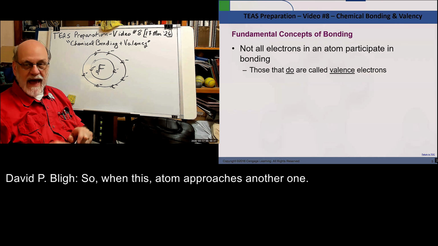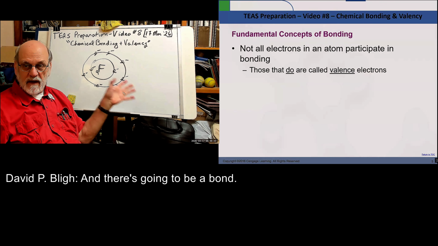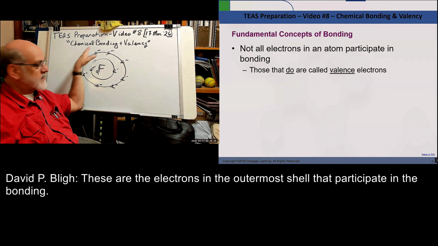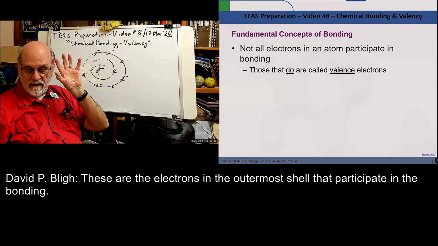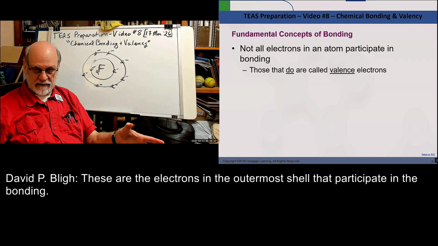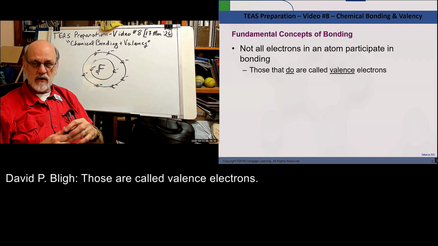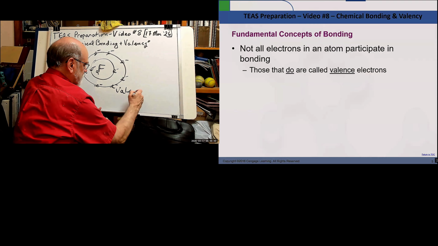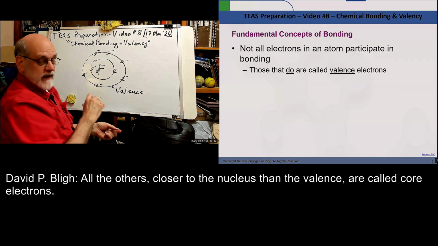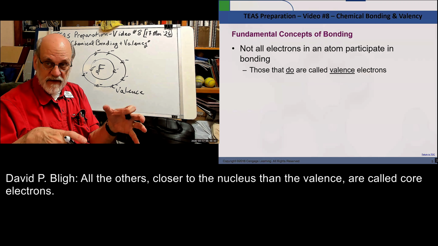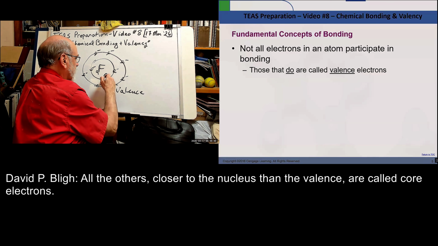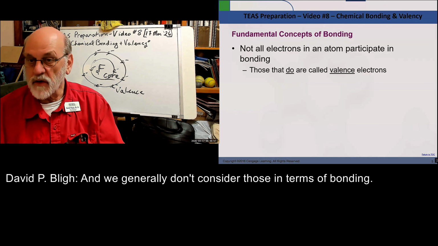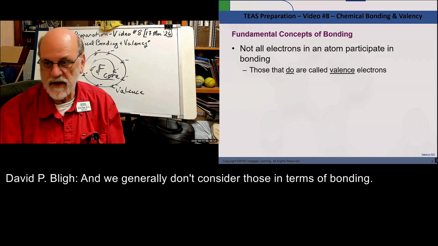So when this atom approaches another one, and there's going to be a bond, these are the electrons in the outermost shell that participate in the bonding. Those are called valence electrons. All the others closer to the nucleus than the valence are called core electrons. And we generally don't consider those in terms of bonding.